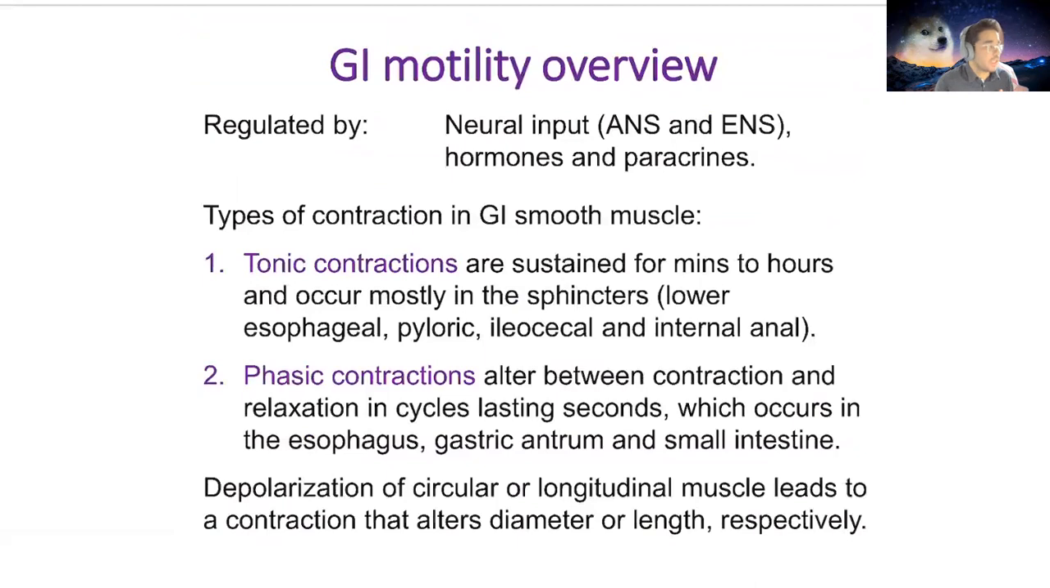Okay, GI motility, important. There's tonic contractions, there's phasic contractions. Tonic is just sustained for minutes to hours. Know that, right? It's minutes to hours versus phasic contractions, which are cyclic in nature and only last seconds, right? Location for them is also going to be important. So lower esophageal, pyloric, ileocecal, and internal anal canal all do tonic, whereas phasic is often seen with the esophagus, gastric antrum, and small intestines, right? And the goal of it is to essentially lead to what we were talking about, and a lot of questions were raised about the whole slow wave and all that jazz, and I'm going to cover that in a bit.